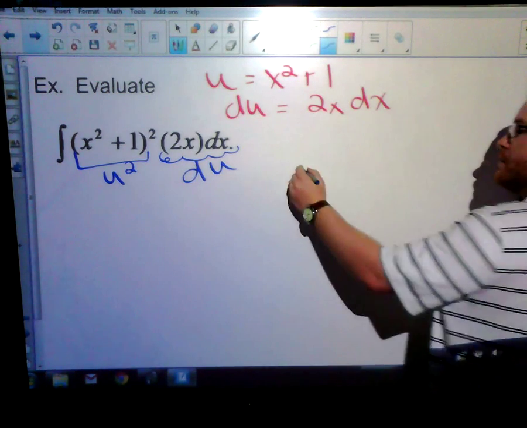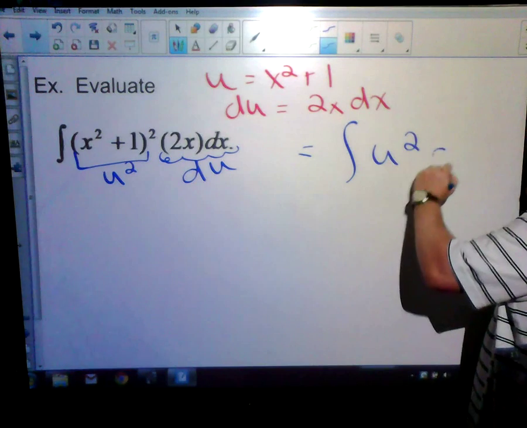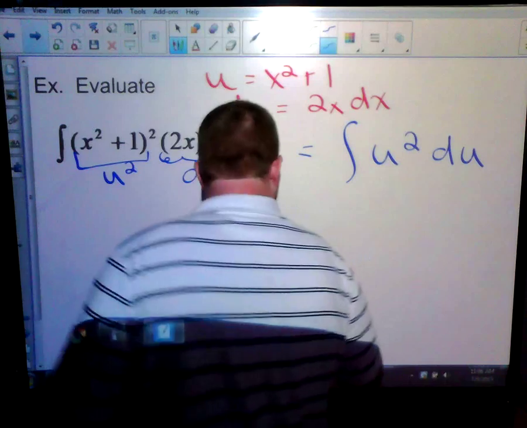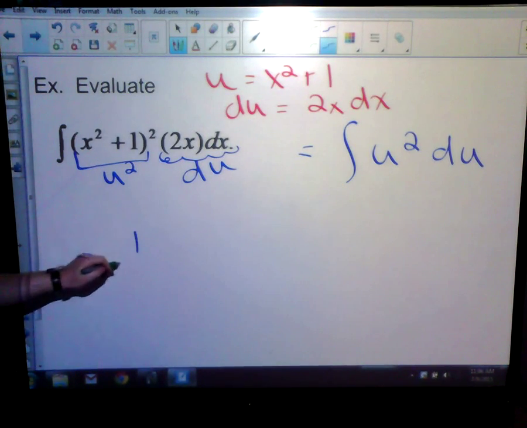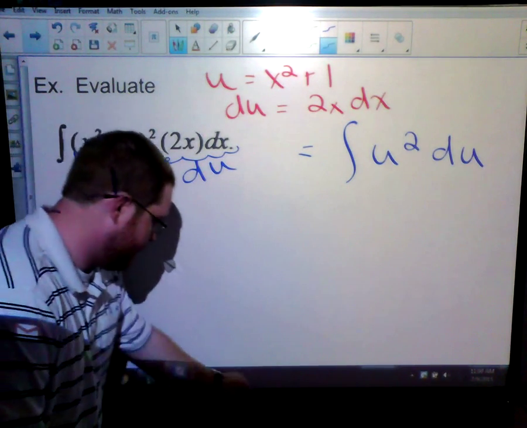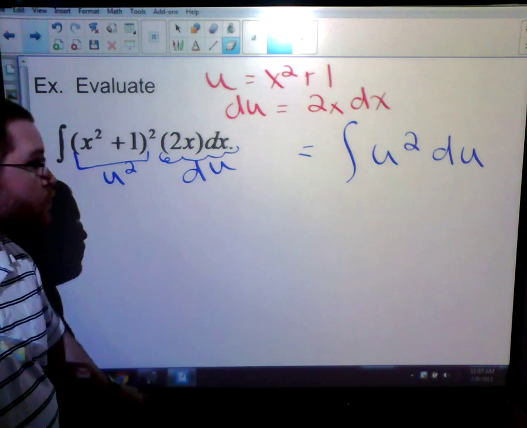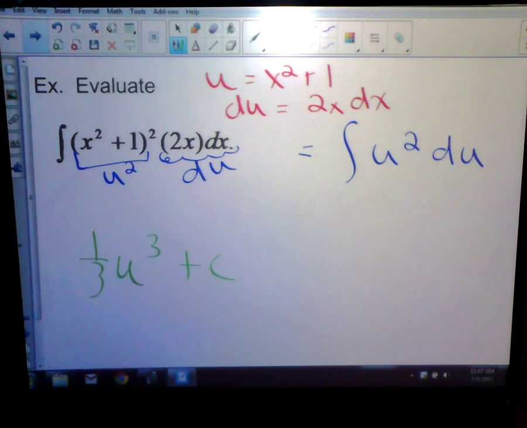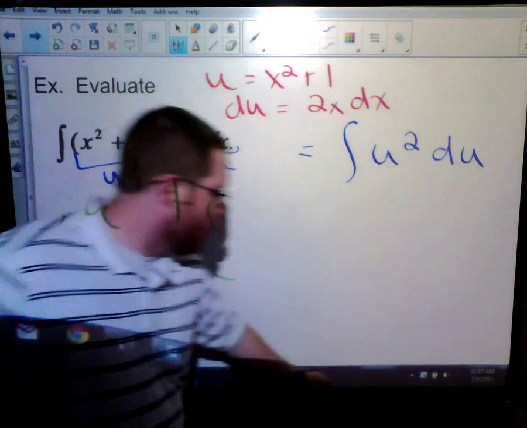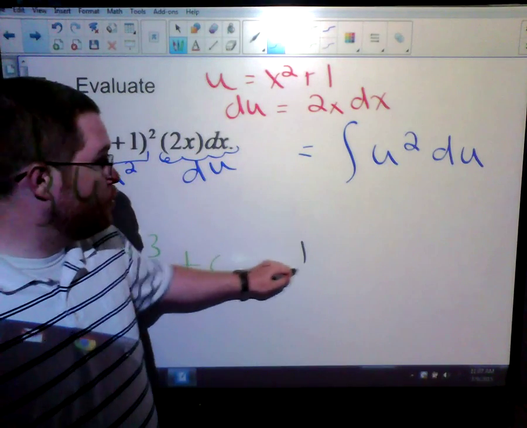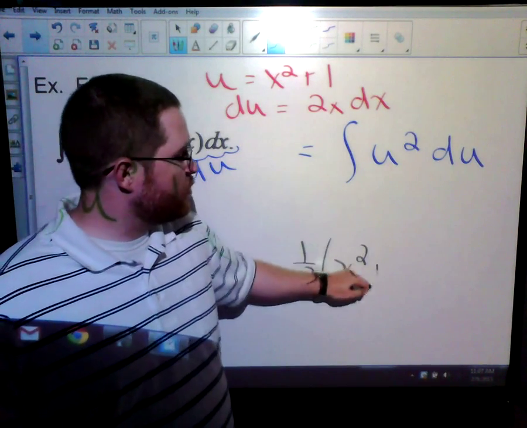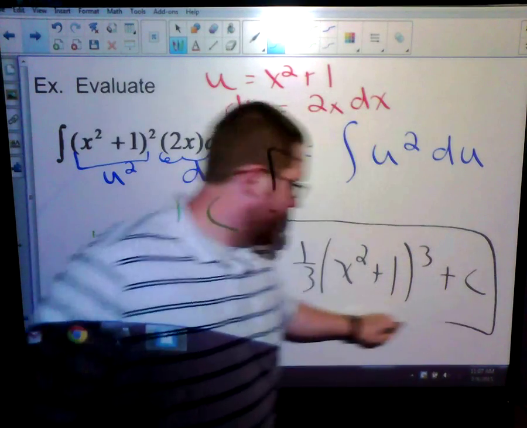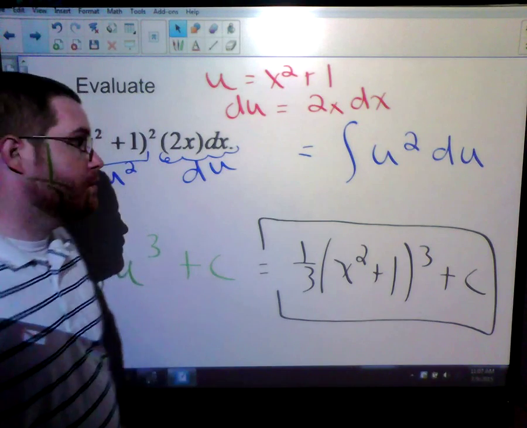So let's rewrite the problem. This is the integral of u squared du. That's an easy integral to do. What is the integral of u squared du? It's 1/3. Hold on. It's 1/3 u cubed plus c. Never leave an answer like that, though. What was u? U was x squared plus 1 cubed plus c. And there's my answer.